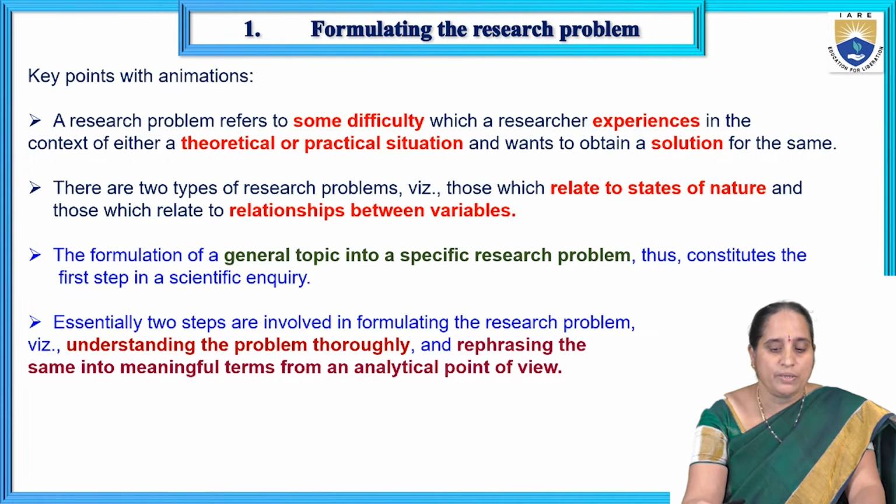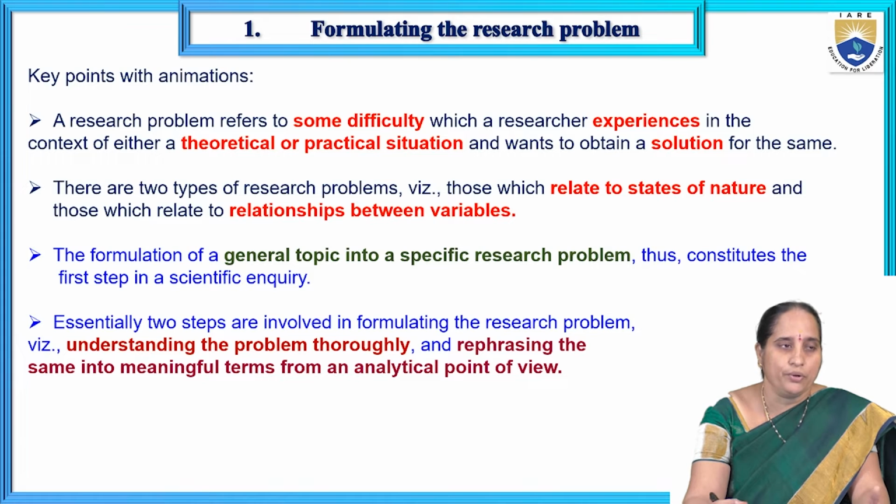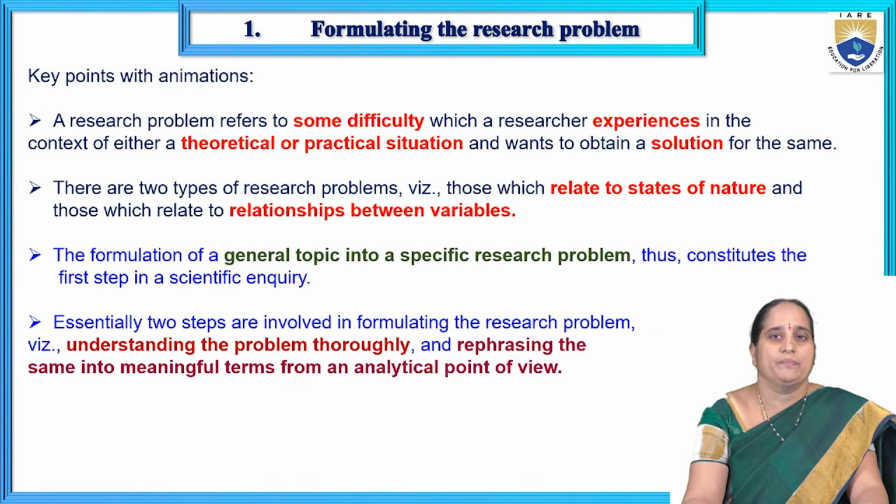So you don't blame only the production overall, but the production department is facing some sort of problems because they used to have some sort of cooperation from other departments as well, right? So thus it constitutes the first step in a scientific inquiry. Whenever you go with a scientific inquiry, first of all you should formulate the problem. We can analyze the problem. We can identify the cause for the problem.